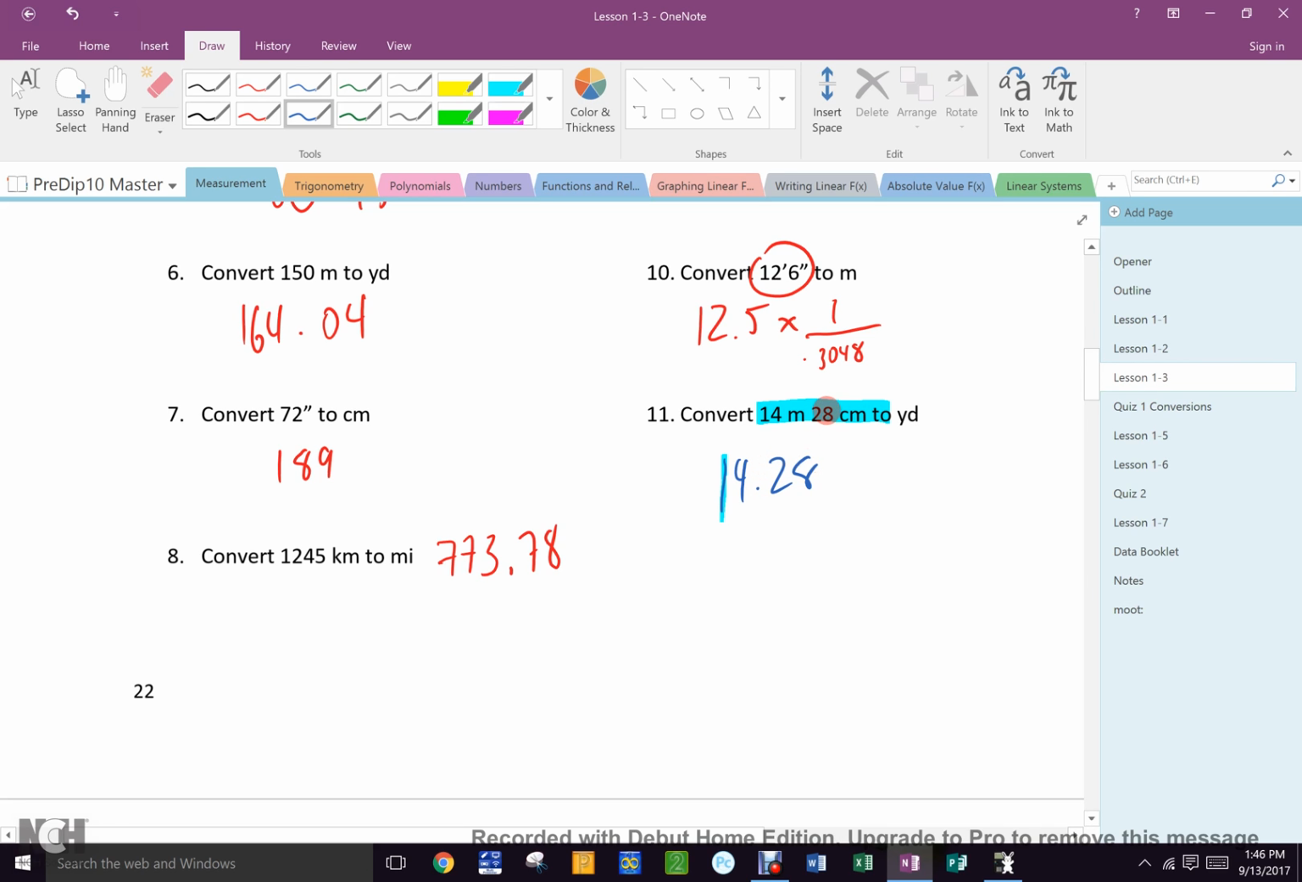So this is, of course, 14.28, and we're going to yards. And remember, this is the one that everybody screws up.